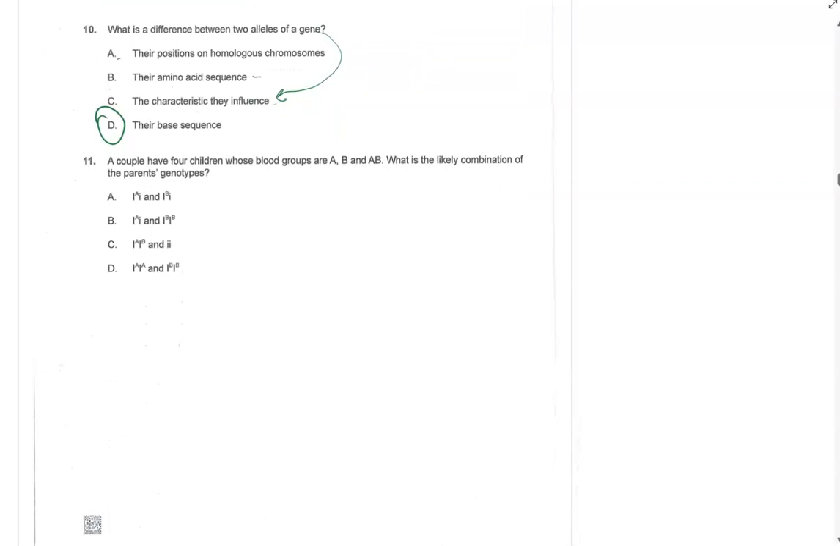Then 11, a couple have 4 children whose blood groups are A, B, and AB. Okay, now what you can do here is you can then work backwards. So you know if the couple have a child which is AB, then one parent must have an IA something and one parent must have an IB something. That's got to be the case.